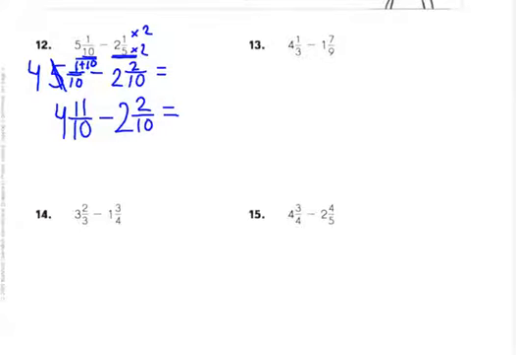Well, that I can do. 4 and 11/10 minus 2 and 2/10 equals. Well, let me subtract the 4 and the 2 first. 4 minus 2 is 2. 11 minus 2 is 9, and the denominator is the same.